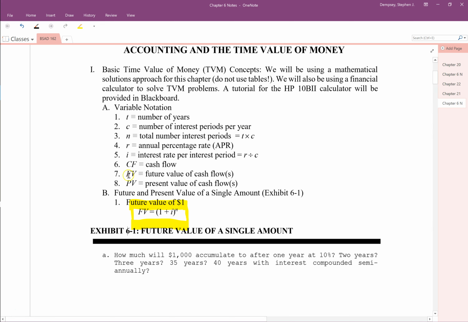Okay, FV will denote future value, PV will denote present value, CF will be cash flow, and I'll have some other notation as we go through this.